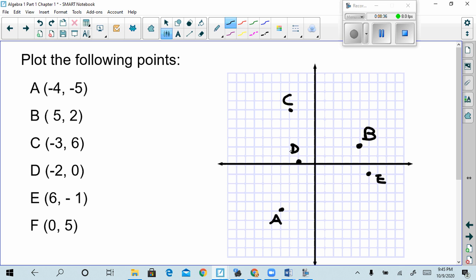And that's in quadrant 4. Unless we have 0 and 5. 1, 2, 3, 4, 5 on the y-axis. And that's all we have in regards to review. You'll have a review tonight, and our test will be next class.